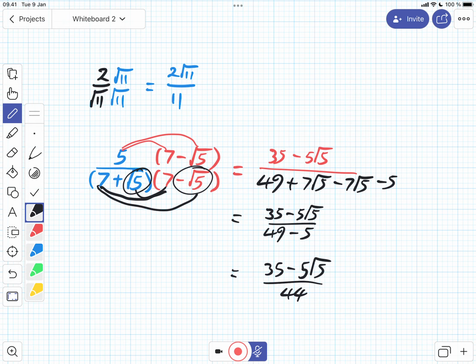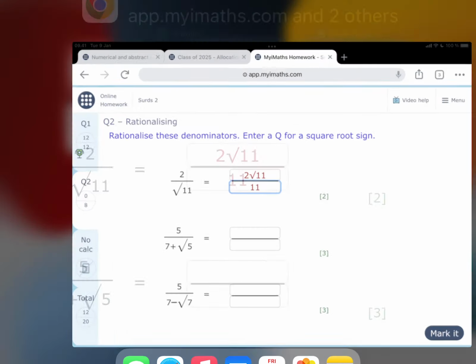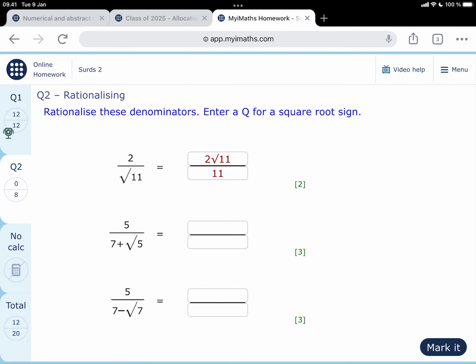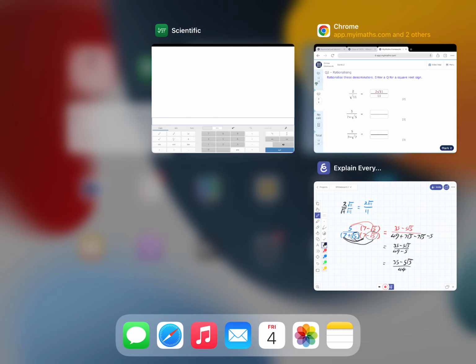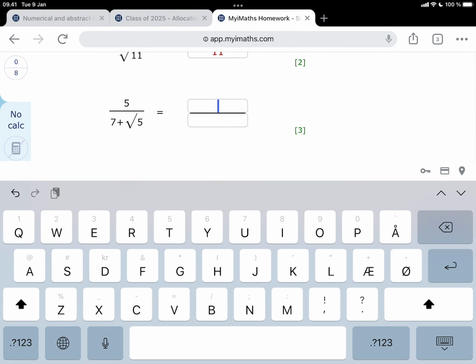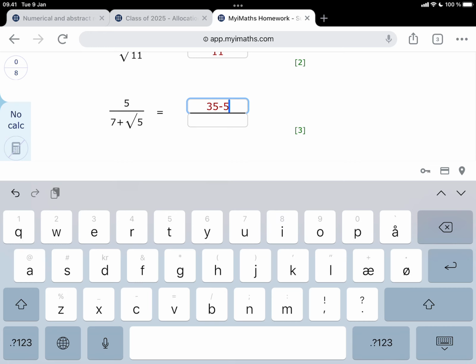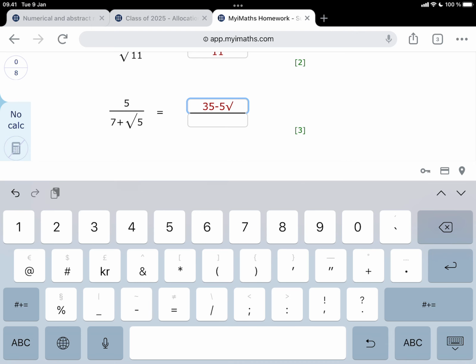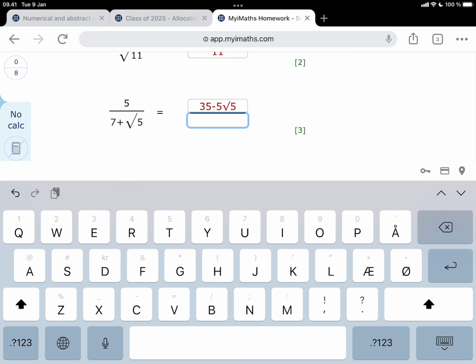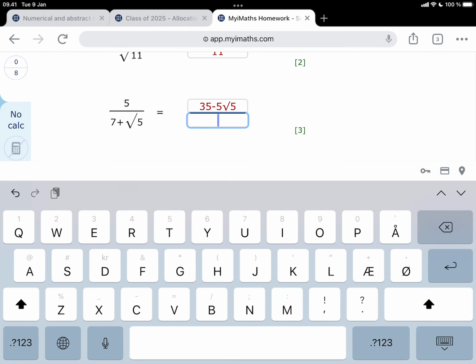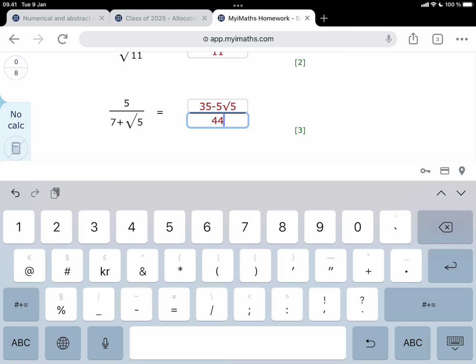Let's just get over to that and fill it in. So what was it again? 35 minus 5 root 5 over, it was 44, wasn't it? Let's just check. 44. Okay, let's do the last one.